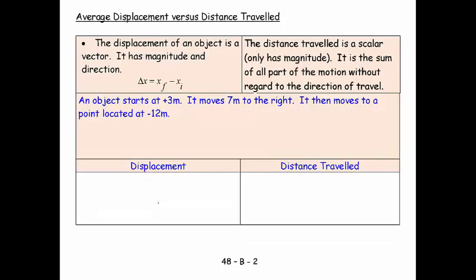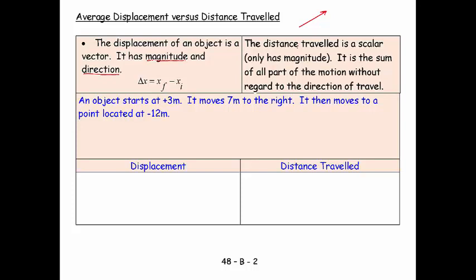So let's just look at this. It says the displacement of an object is a vector. Well, it means it's got a magnitude, that's a size, and also a direction. So with a vector you can say it points in a given direction.